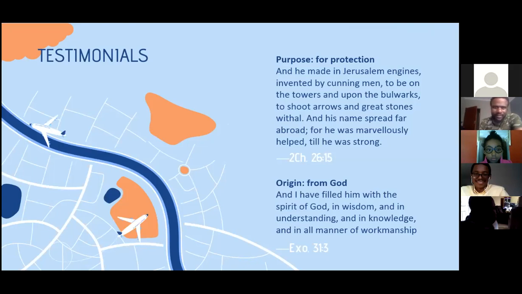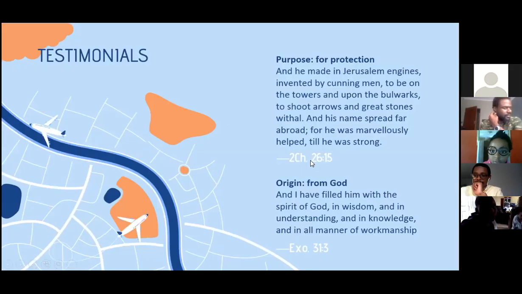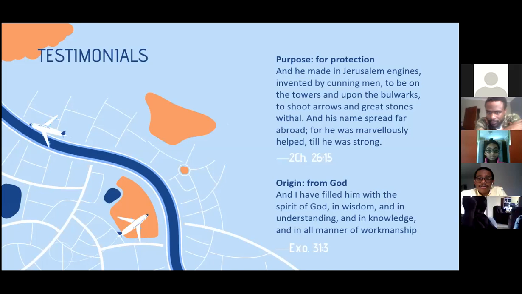So before I close and I give over, there's one other slide that I wanted you guys to look at, to bring everything back to the Sabbath again. Remember I said engineering. I'm not sure what they were referring to here, but when you read Second Chronicles chapter 26 verse 15, it says, "And he made in Jerusalem engines invented by cunning men to be on the towers and upon the bulwarks, to shoot arrows and great stones withal. And his name spread far abroad, for he was marvelously helped till he was strong."